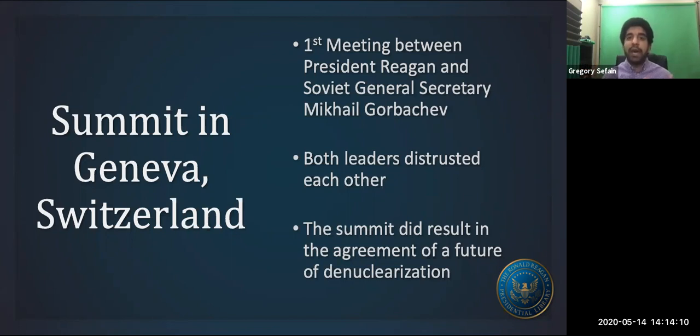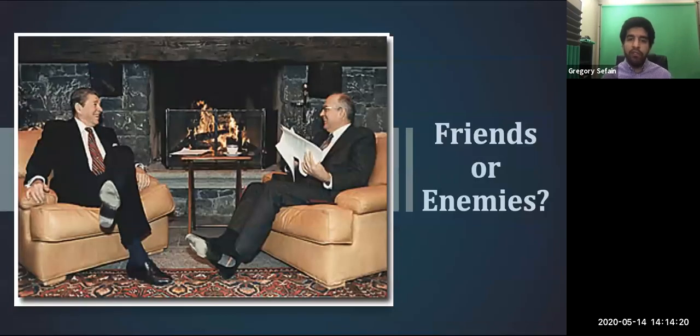Gorbachev saw this as just a lead-in into space warfare and was not in favor of it. But when the two met, they found that there was a lot of commonality between them, and it wasn't exactly as rough a start as they would have thought.